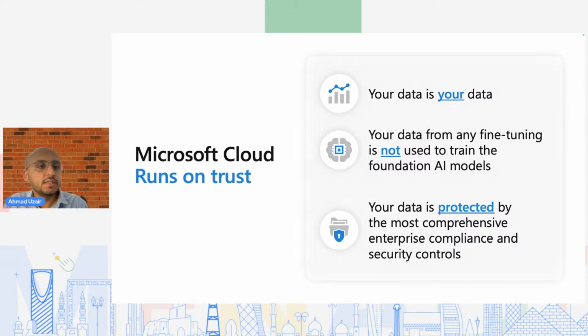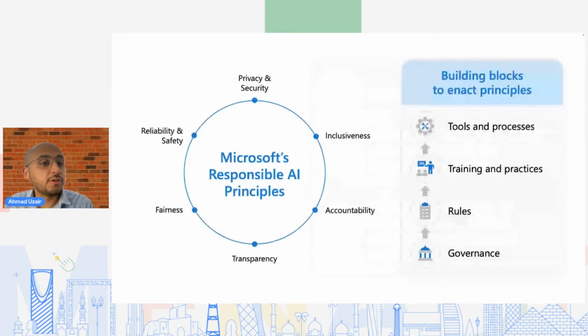The Microsoft responsible AI principles are privacy and security, inclusiveness, accountability, transparency, fairness, and reliability. So it makes sure that the data it is generating is not biased. It doesn't contain any wrong elements, and you have a lot of governance tools available as well to protect that.